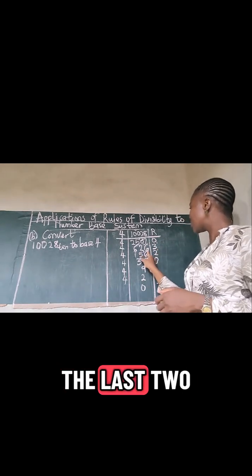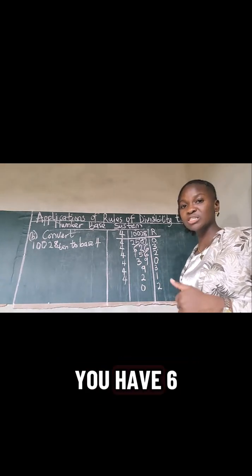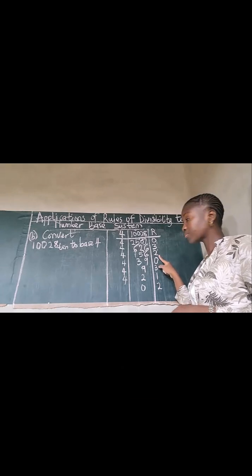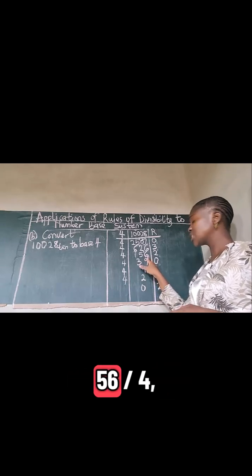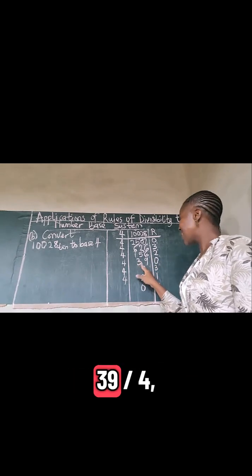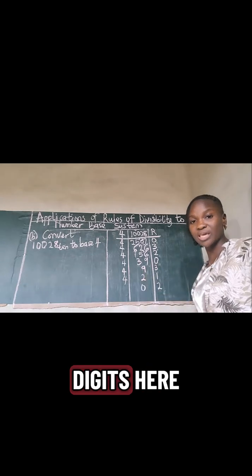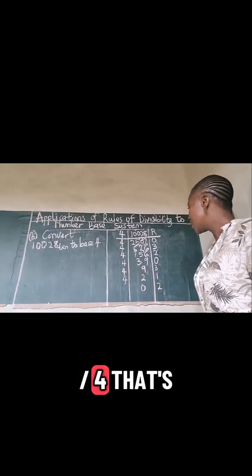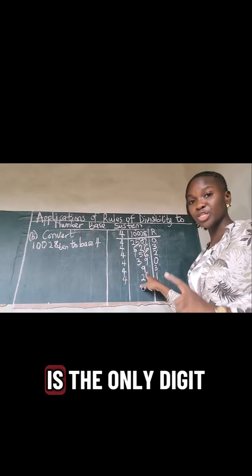The same way, the last 2 digits here are 26. 26 divided by 4, you have 6 remainder 2, which is the same thing we got here. Now, the last 2 digits here are 56. 56 divided by 4, 14 remainder 0. 39 divided by 4. You have 39 as the last 2 digits because there are only 2 digits here. So just take the 2 digits that you have here. That's 39 divided by 4, that's 9 remainder 3.